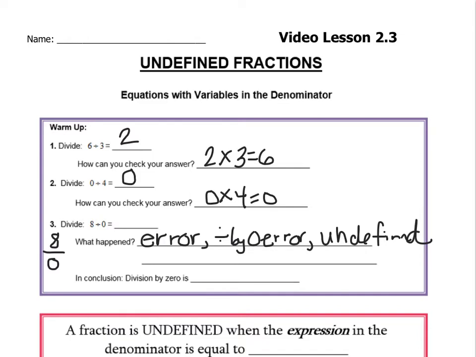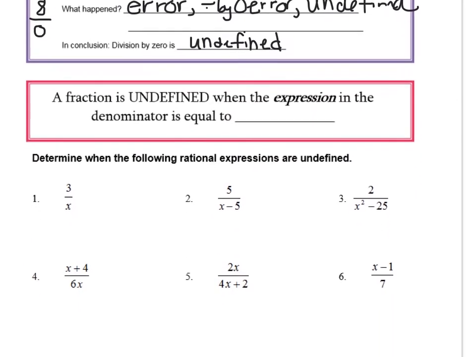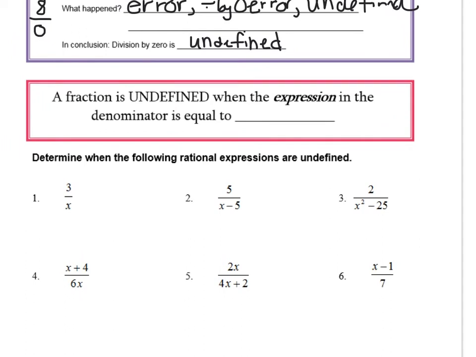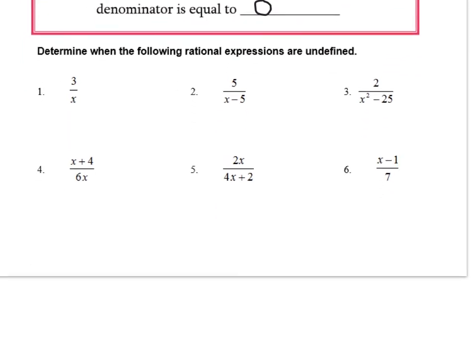So in conclusion, dividing by 0 is what we call undefined. Basically, if you ever have 0 in the bottom of a fraction, you have a fraction that's considered to be undefined. A fraction is undefined when the expression in the denominator is equal to 0. So please don't make these any harder than they need to be. These are really simple problems.